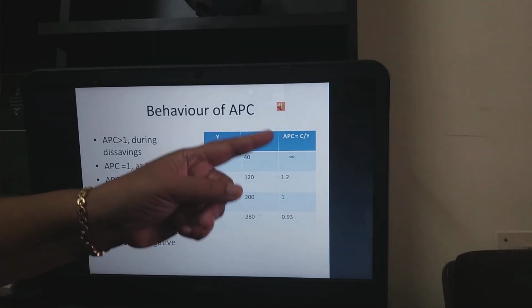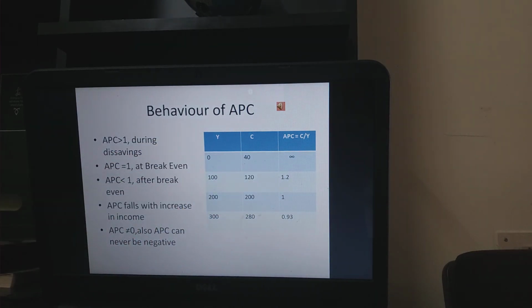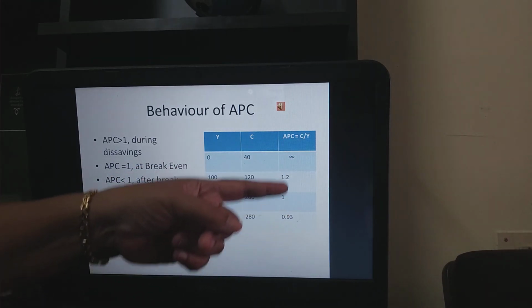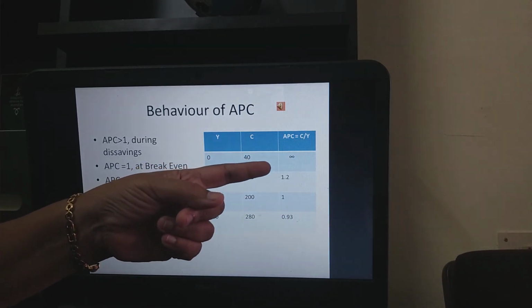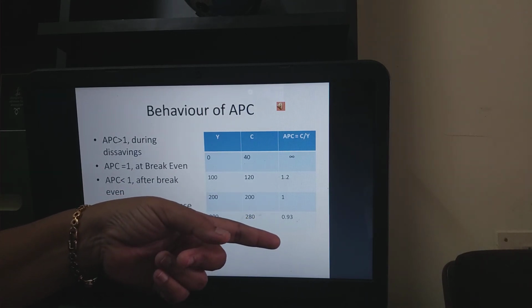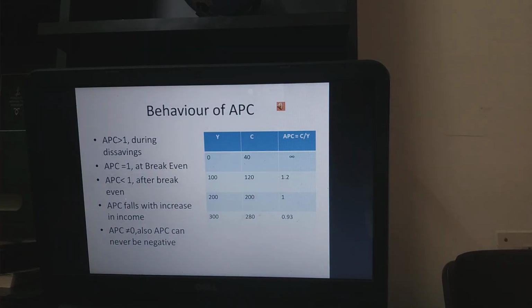So on the whole, if you look into this particular column APC, you observe that as income is increasing, APC is falling. Initially it's more than 1, and then it is equal to 1, and then it becomes less than 1. But can it become 0? Can it become negative? No, never. Because consumption expenditure is always positive. Even when the income is 0, there is still a positive consumption. There is always this autonomous consumption concept. So APC can never become 0.